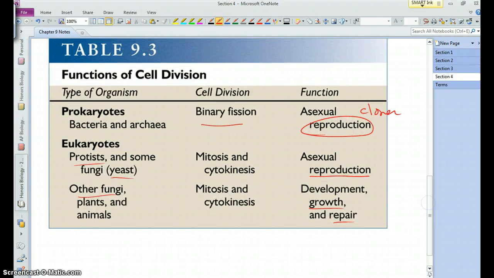Again, cell division in prokaryotes is known as binary fission. In eukaryotes, cell division takes advantage of mitosis, the division of the nucleus, which again does not happen in prokaryotes. Okay, there we go.